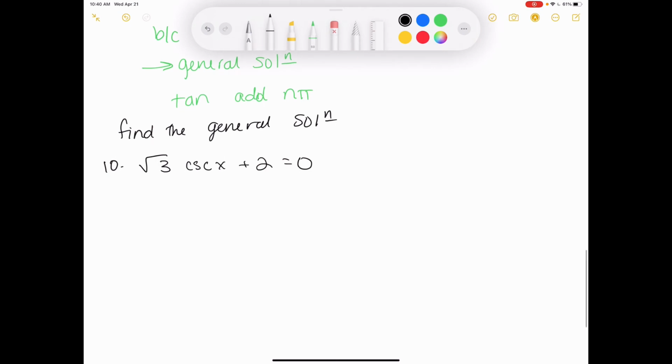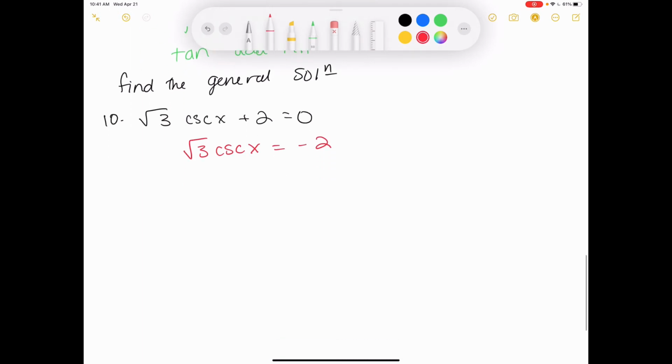I hate this. Okay, so I need to solve for x. The first thing I need to do is subtract the 2 over. So the square root of 3 cosecant of x is equal to negative 2. Now I'm going to divide by the square root of 3. So the cosecant of x is equal to negative 2 over the square root of 3. Wait, don't you have to simplify it? Nope, leave it for now.